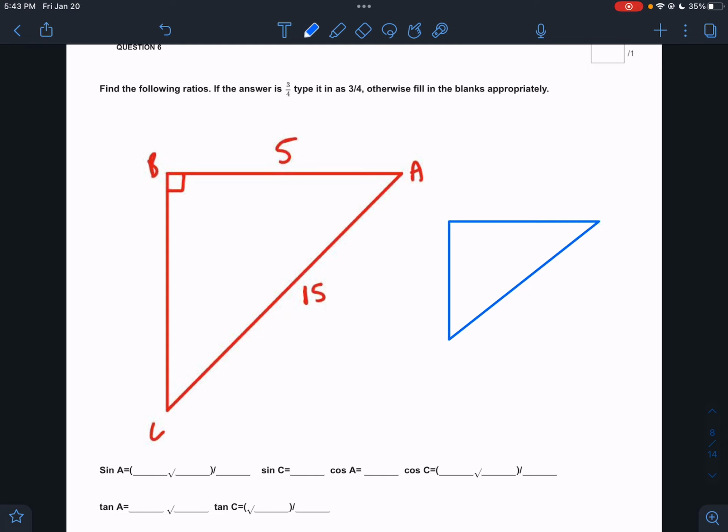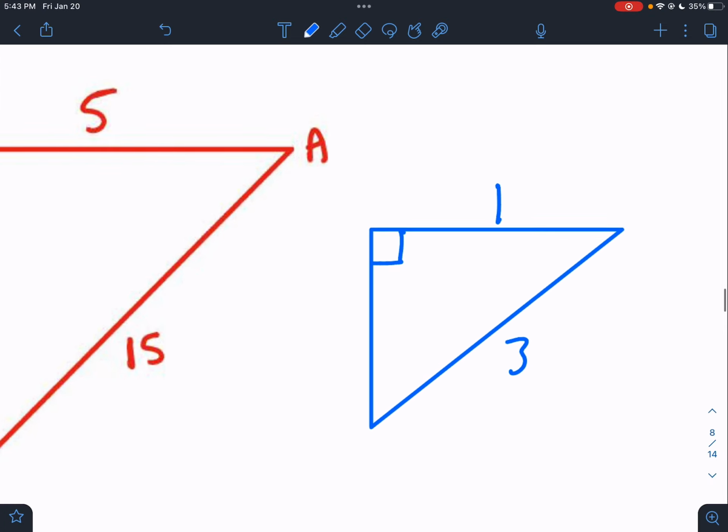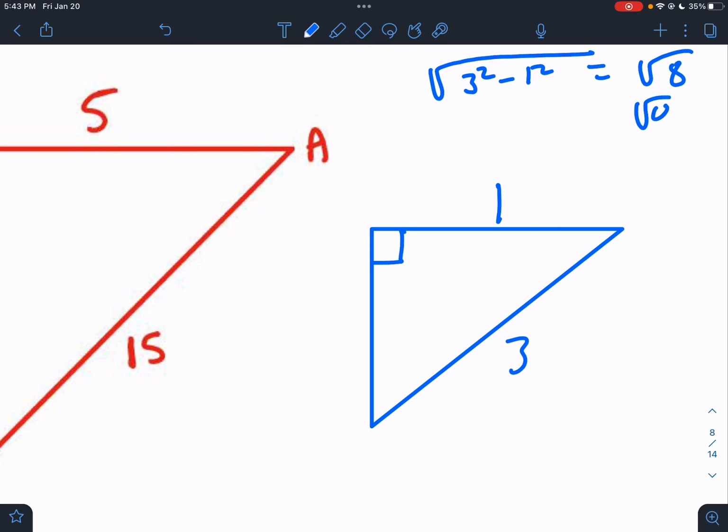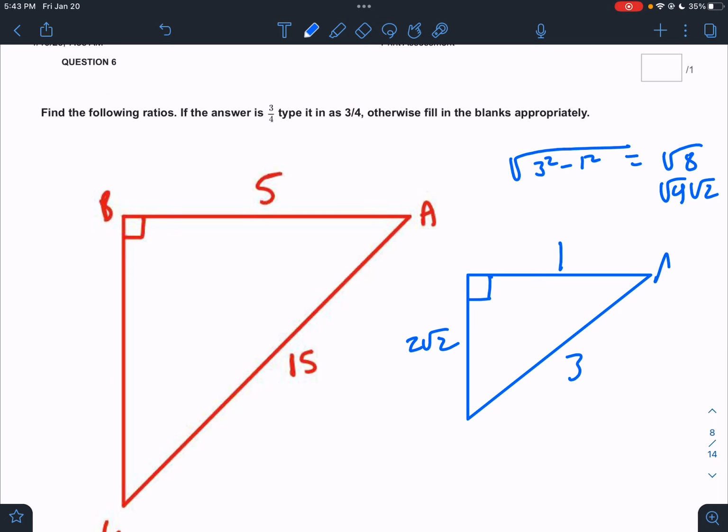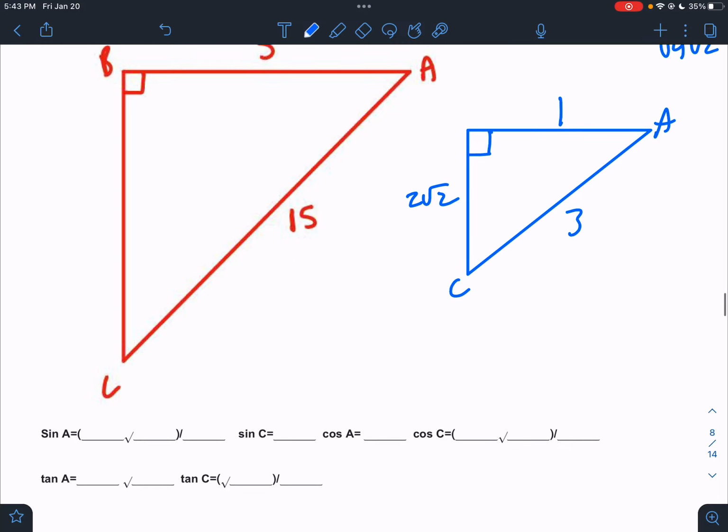Divide by 3, this would be 1. Divide by 5, this would be 1. And divide by 3, this would be 3. So I hit it with a Pythagorean theorem. The square root of 3 squared minus 1 squared is the square root of 8, which is root 4 times root 2. So this side is 2 root 2. And this would be A, and this would be C. Those are the ones I care about.